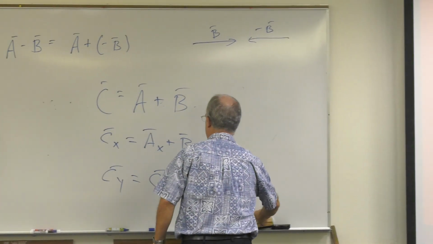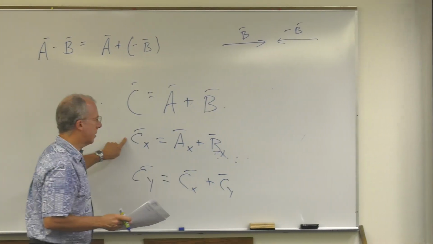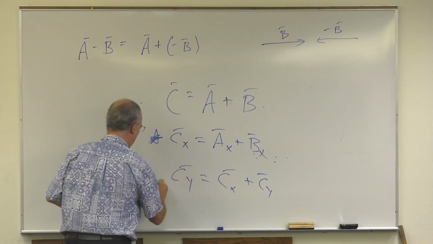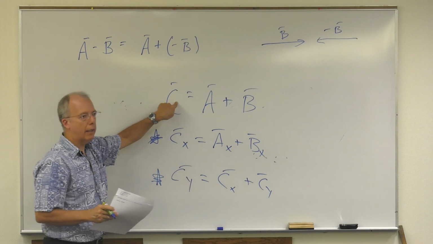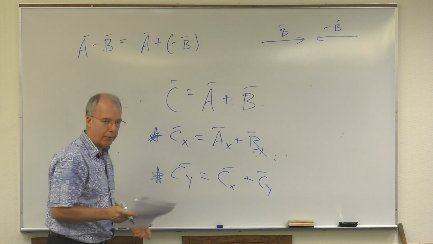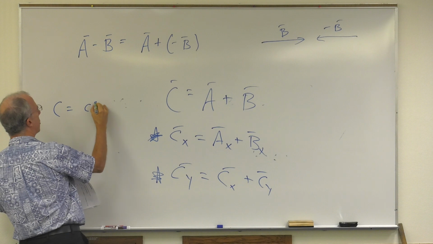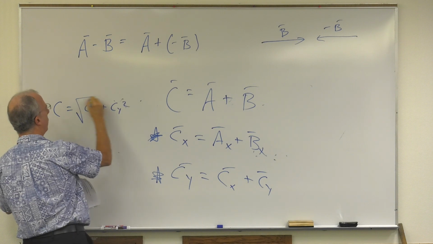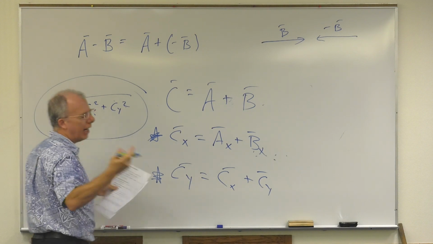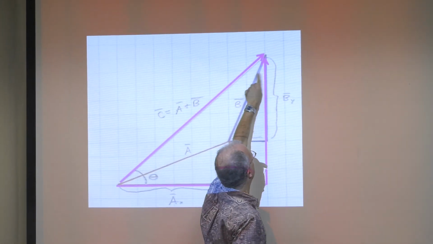All right. Now, next question. So we have Cx and we have Cy. If I know this and I know this, how can I get the length of C? You should have learned that in trig: Pythagorean theorem. So the length of C is just the square root of Cx squared plus Cy squared. You have to know that for sure. We'll use that all the time. This squared plus that squared is that squared.